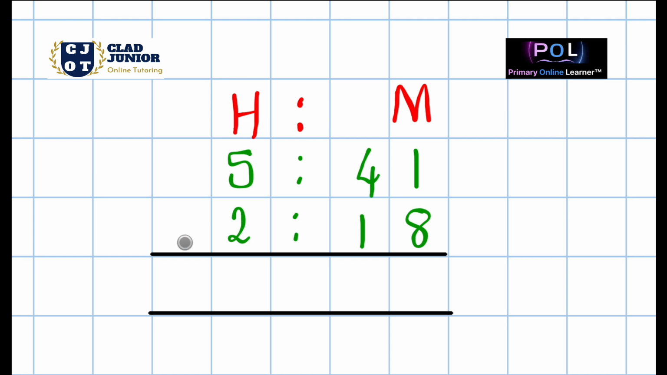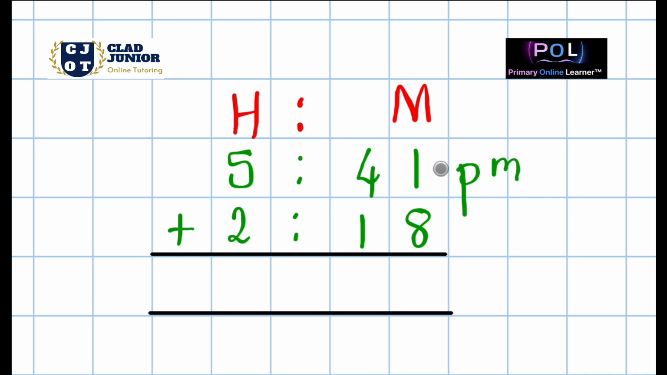We are going to be adding time. So the first example that I'm going to work with is 5 hours and 41 minutes. We are adding 2 hours and 18 minutes. Maybe we can say something started at 5:41 p.m. and we want to know what time it will finish, something like that.